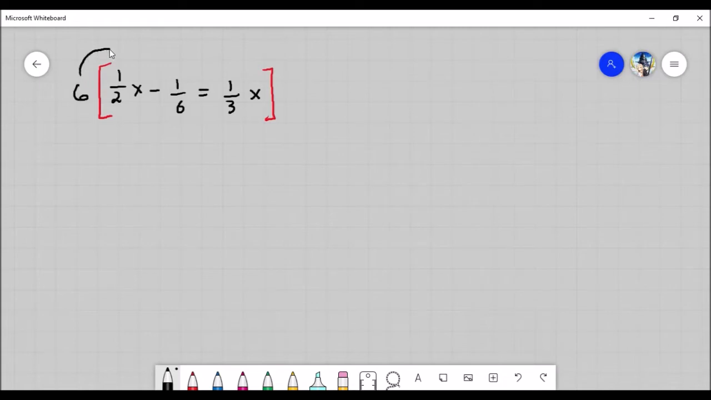So the 6 is going to be multiplied to the 1/2 x. It's going to be multiplied to the 1/6. And it's going to be multiplied to the 1/3 x. So 6 times 1/2 is 3. So I have 3x minus 6 times the 1/6, that is a 1, equals 6 times the 1/3 x, which is a 2x. All right, so this is looking a whole lot better now. No fractions. We got pretty little whole numbers to deal with.